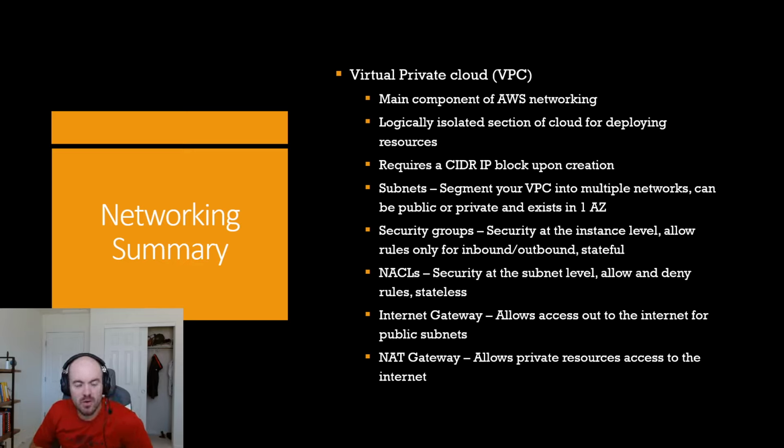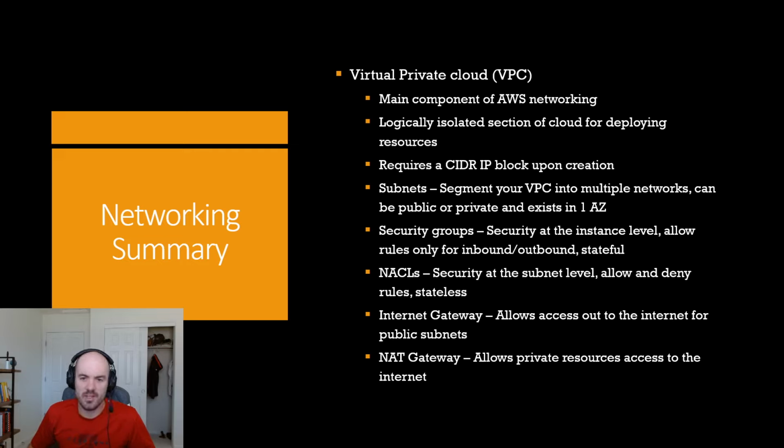To recap networking again, remember that the virtual private cloud, VPC, is basically where all of your resources are going to live. It's the main component of AWS networking. It's a logically isolated section of the cloud for deploying resources. It requires a CIDR IP block upon creation, so something like 10.0.0.0/16.